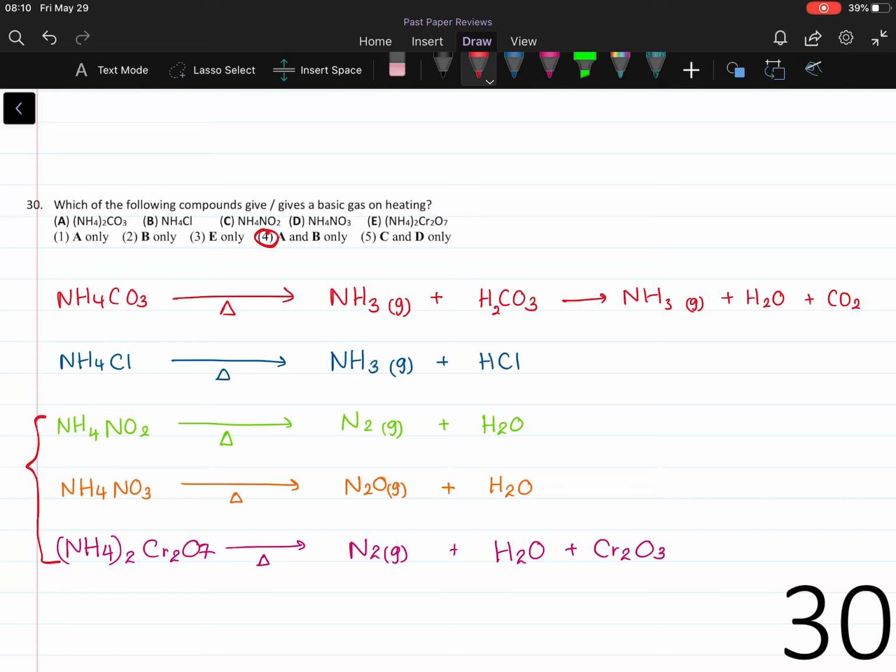Here are the reactions related to the above salts. As we can see, ammonium nitrite emits N2 gas, ammonium nitrate N2O, and ammonium dichromate forms N2 gas and chromium oxide.